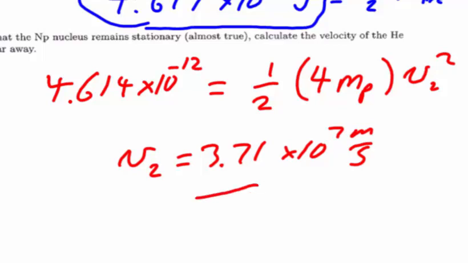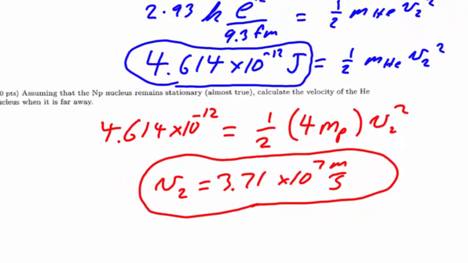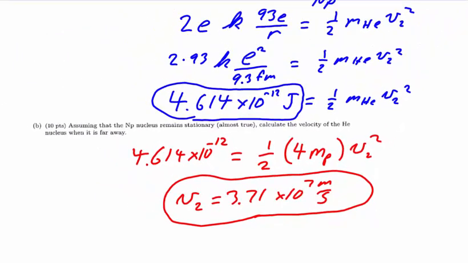This is in fact not all that large of a velocity for a particle. It is on the order of 1/10 of the speed of light, and so this particle is in fact non-relativistic, and so to most particle physicists this is considered to be a slow-moving alpha particle.